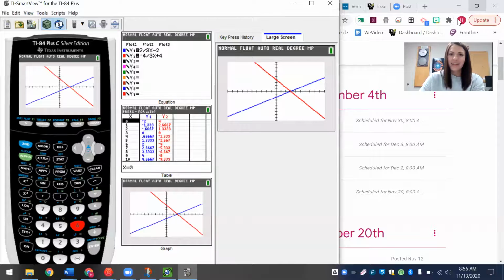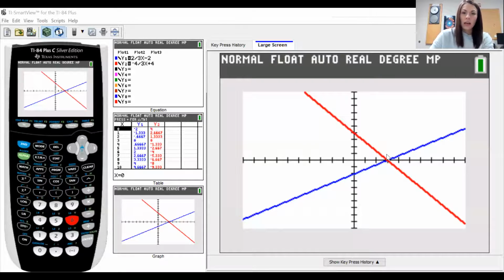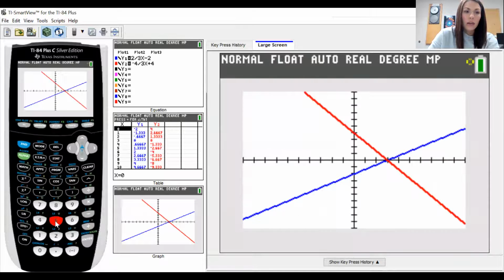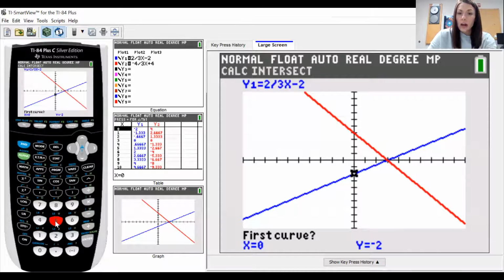Hopefully I am. I feel scared about it. I'm gonna go back. So now we have our graph. We're gonna hit second, and then this is the calc trace button. It's gonna give us options, and we wanna find the intersection. So we're gonna just select 5, and it brings us back to the graph. And then the graph asks, well, is this your first curve? Meaning, is this the first equation you want me to look at? And the way that we say, yes, it is by hitting enter.